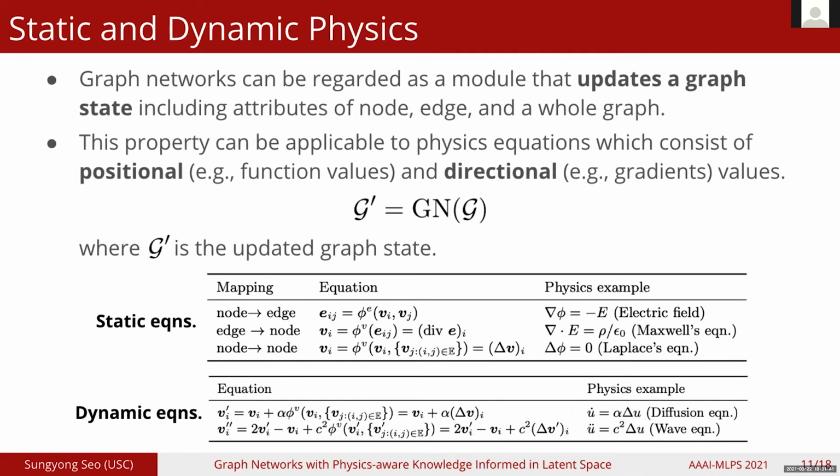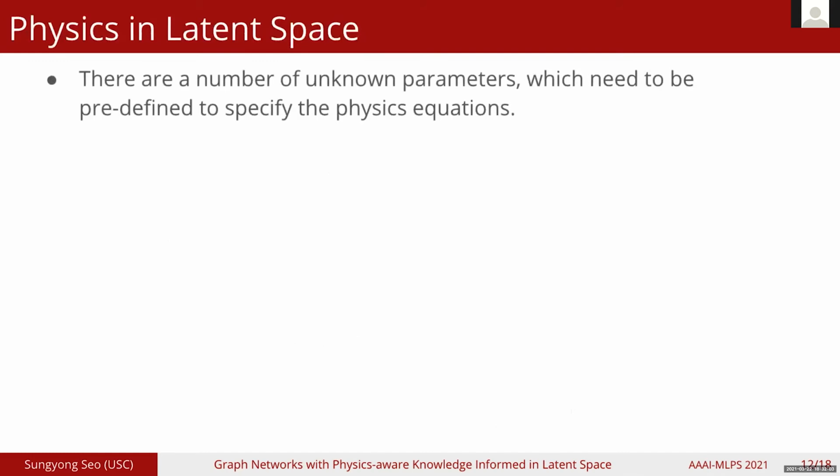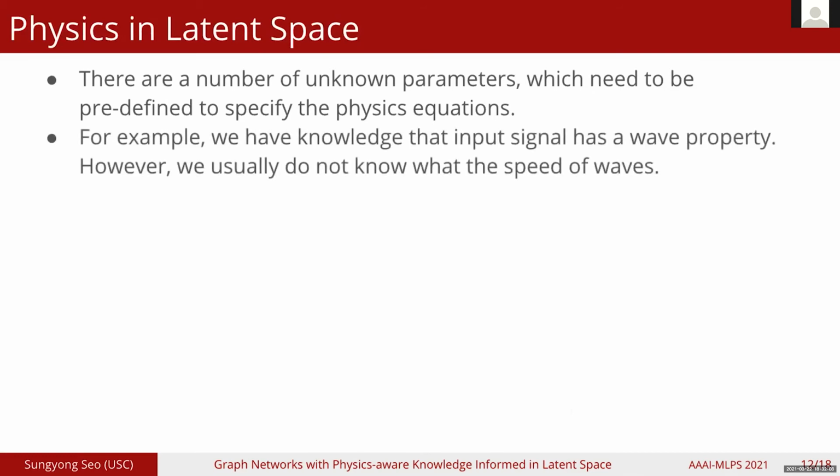This idea can be applicable to dynamic equations as well. For example, if we have knowledge that the diffusion equation is essential for graph signals, we can impose the corresponding constraint between G and G prime. One challenge to impose such a constraint to a model is that it is usually hard to predefine the unknown coefficient in the constraint. For example, while we have knowledge that the input signal has a wave property, the speed of waves is usually unknown.